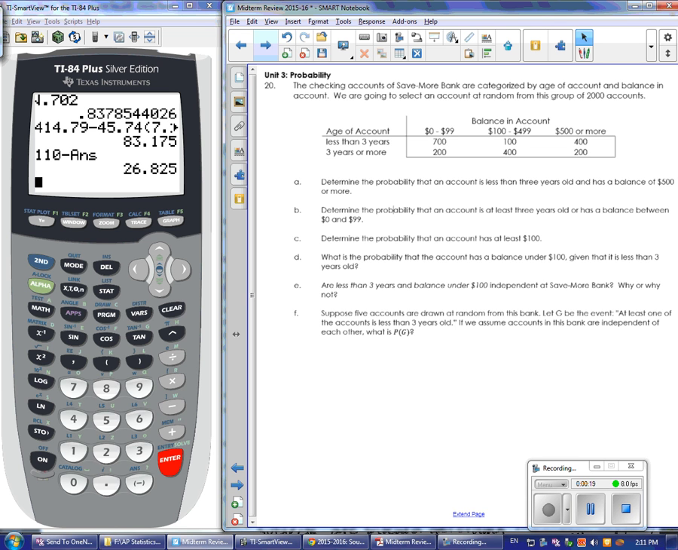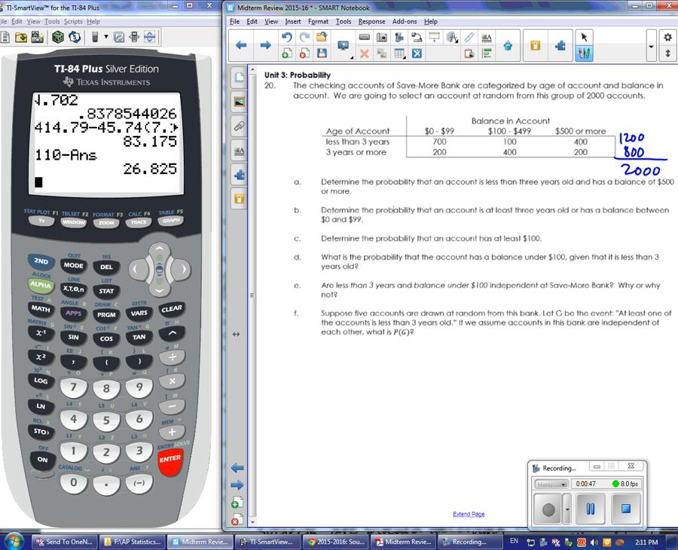The checking accounts of Save More Bank are categorized by age of the account and the balance in the account. And we're going to select an account at random from this group of 2,000 accounts. So we already know the total, which is nice. And if it helps, you can go ahead and add the totals. These are the marginal distributions that we would be finding here. So if I add up each of the rows, I know that there are going to be 1,200 accounts that are less than 3 years old and 800 accounts that are more than 3 years old.